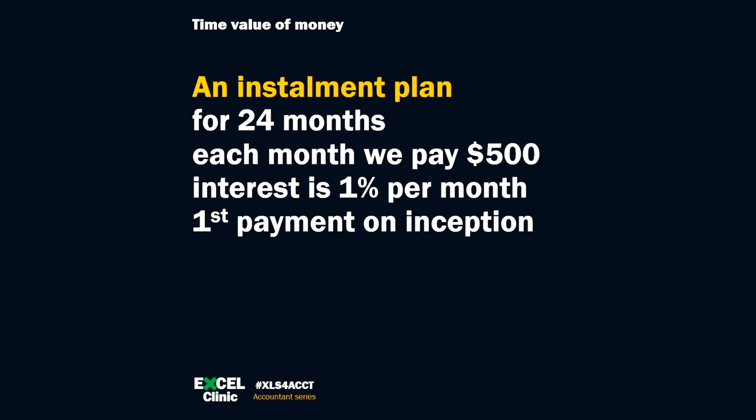The installment plan lasts 24 months. Each month we pay $500. The interest is 1% per month. I'm ignoring the day count convention here. The first payment is due at the inception.